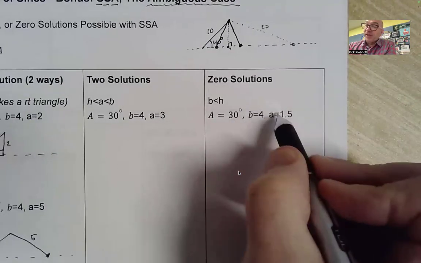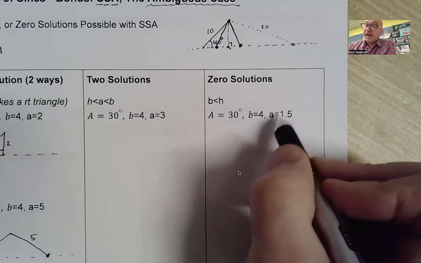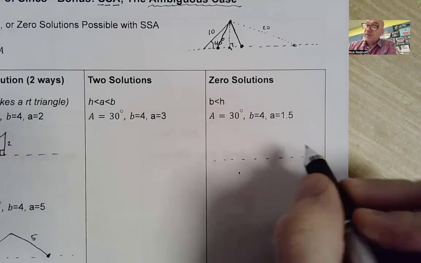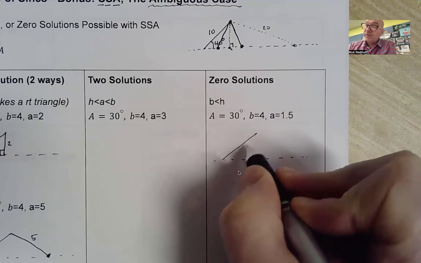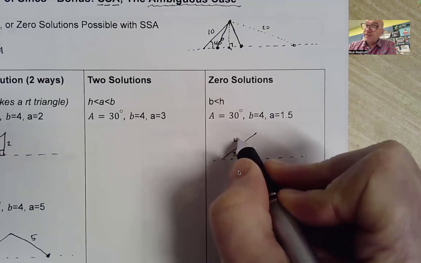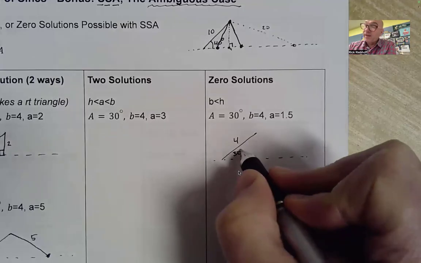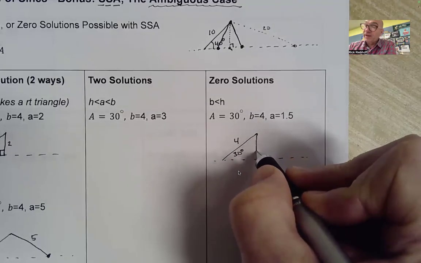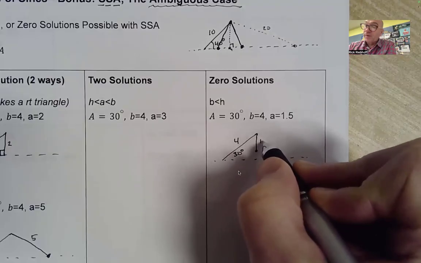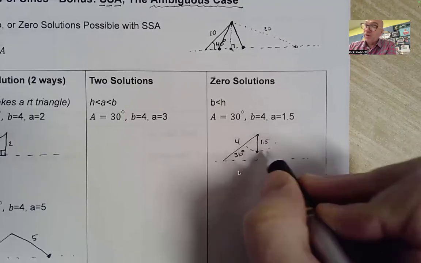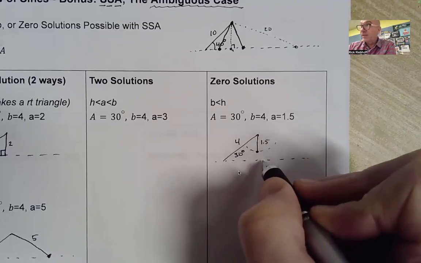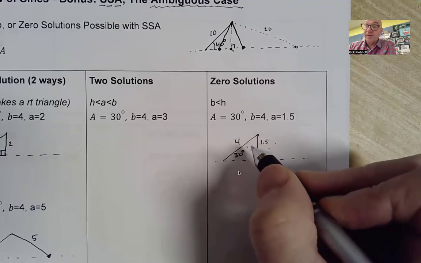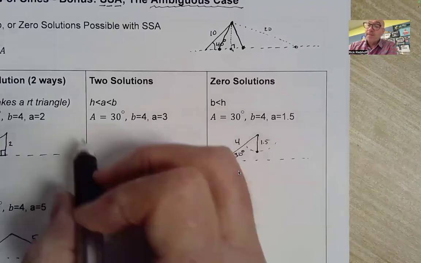If my third side, the dangling side, is too small, we get 0 solutions, right? So let's look at this, right? A is equal to 30 degrees, so we do 30. My B is equal to 4, right? But my A is only 1.5, so it's only going to go to about here, 1.5. It's too small. No matter how I hinge it, it's never going to reach the ground here. Okay, so poor little guy's never going to become a triangle. So sad, so sad.